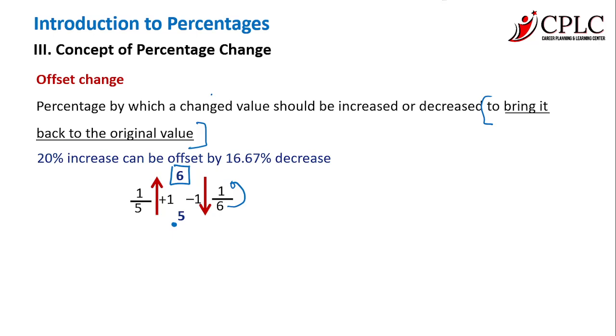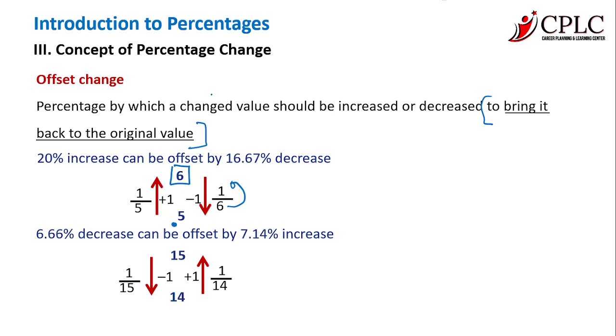Moving on, there is one more which says a 6.66% decrease can be offset by dash. Again, 6.66% is 1 by 15. So 15 is the base value and it's a decrease. So on a base of 15, a decrease of 1 is happening. That means we'll arrive at 14. But from 14, we want to go back to the original number. So you'll have to increase the value by 1. But then mind you, this increase is happening on a base of 14. So your fraction becomes 1 by 14, and 1 by 14 is 7.14 percent.